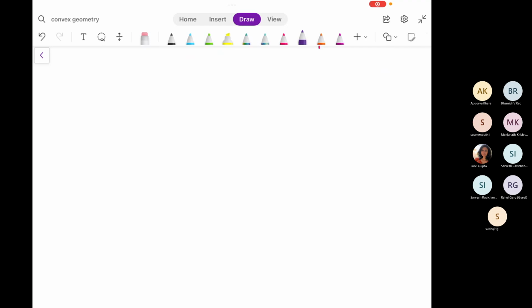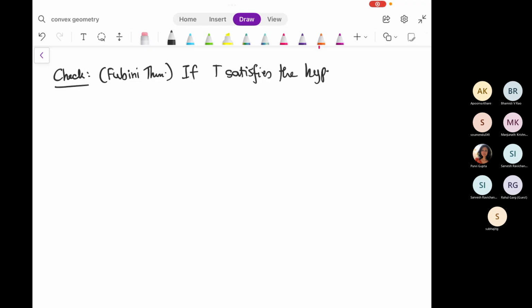Now the question is, why do we introduce symmetrization? As I said earlier, symmetrization preserves the area. So one can check. I'll just leave this as a check because this is Fubini's theorem. You just need to make sure that you're fixing the hyperplane and then integrating along the lines and then adding up the lines. So it's just a Fubini theorem check that if a set, say T, satisfies the hypothesis to allow symmetrization.